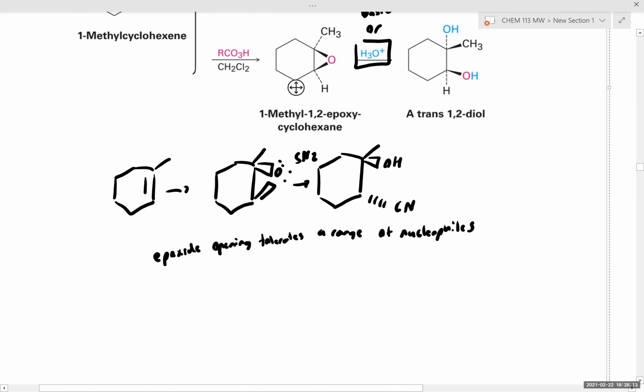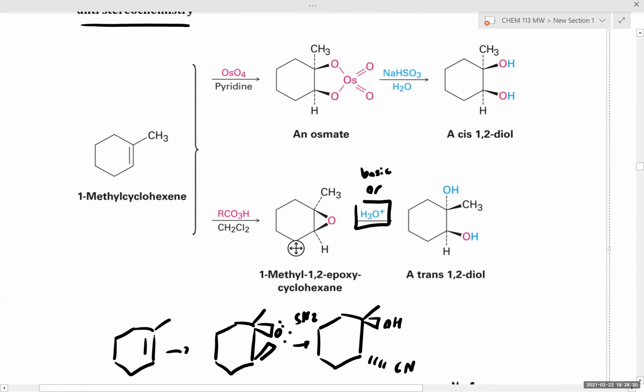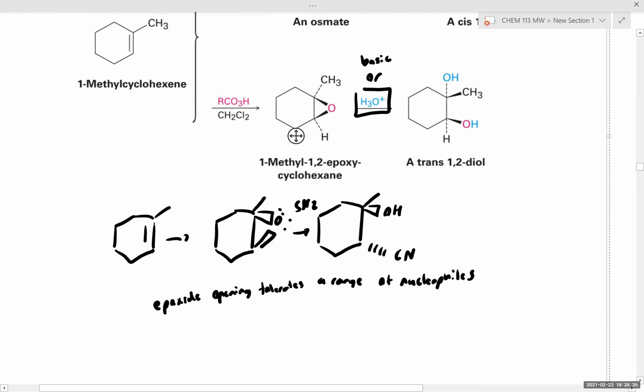Does that point make sense to everyone? That epoxide opening tolerates a wide range of nucleophiles? So, dihydroxylation and epoxide opening are two complementary techniques with two different stereochemical outcomes. You can also, within epoxide opening, control the regiochemistry and modify what nucleophiles are tolerated under the reaction conditions. So it really gives you access to a range of structures. Does that answer your question?